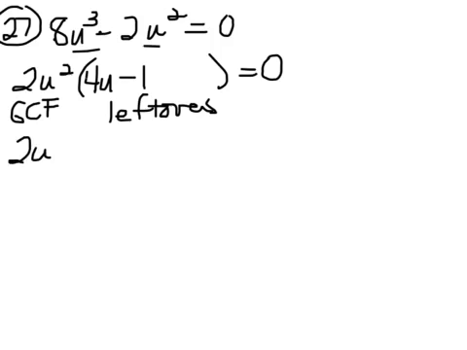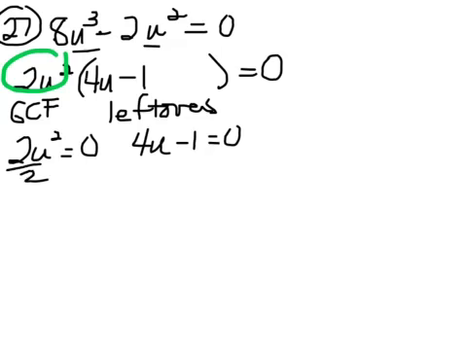So I set each factor equal to 0. Even though it's not in parentheses, this is still a factor here. This 2u squared is still a factor. So you want to set it equal to 0, okay? And then I want to set the 4u minus 1 equal to 0. So I'm going to have two answers.